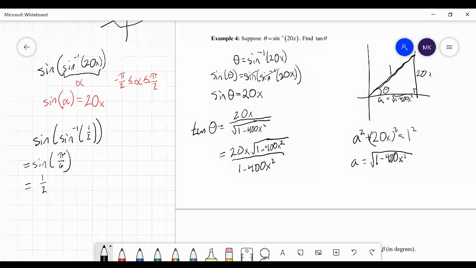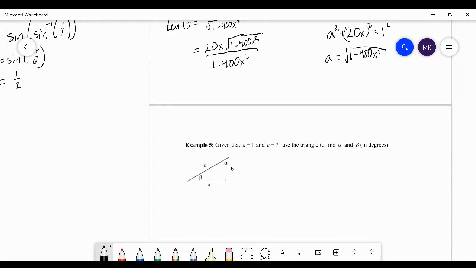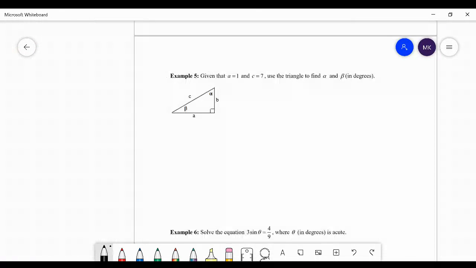And so that's why we're able to automatically cancel the sine and inverse sine in this order. So if you have sine of sine inverse, they just automatically undo, no worries. If you have inverse sine of sine, they don't necessarily undo because that sine function is not always 1-to-1. So we have to be careful. Okay. So that's that example. Again, I would be fine if you stopped at tangent of theta equals 20x over square root of 1 minus 400x squared. But if you want to rationalize it, that's perfectly fine as well.